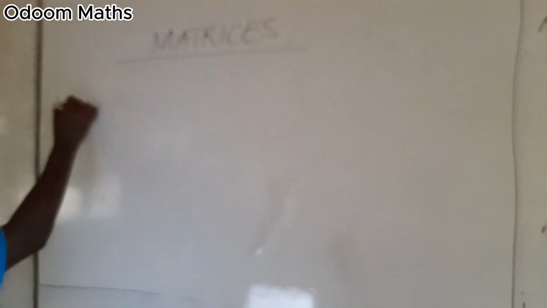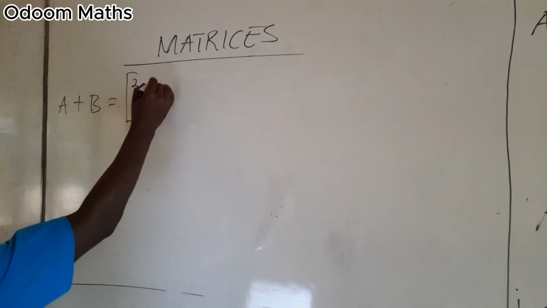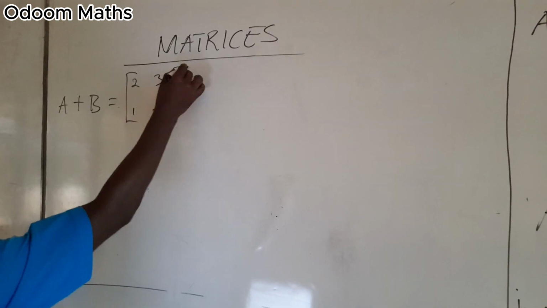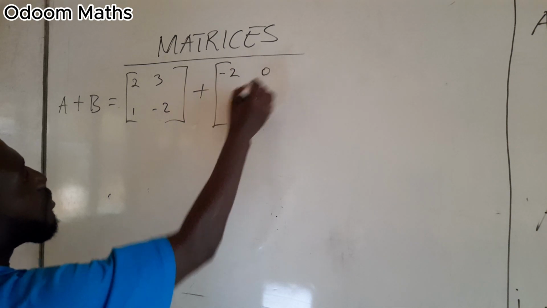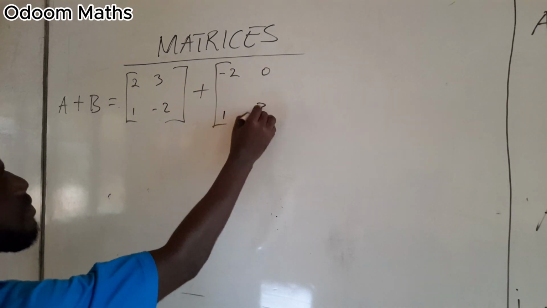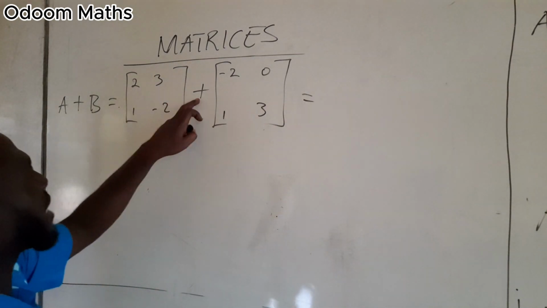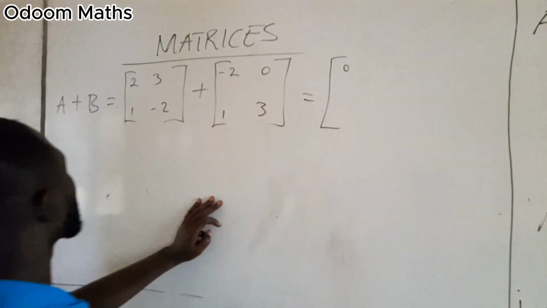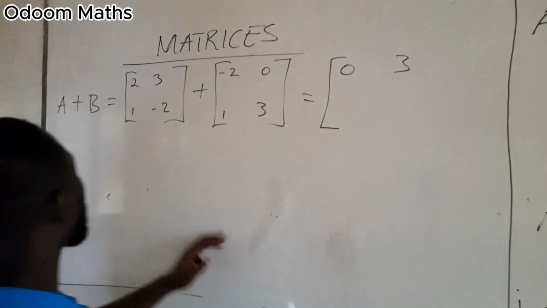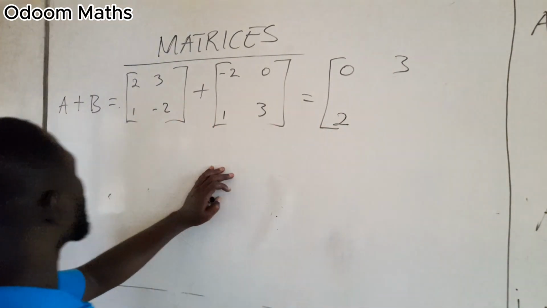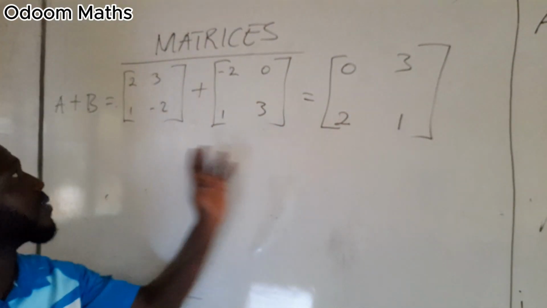So A plus B is going to be, let me enter the entries, 2, 3, 1, 2 plus negative 2, 0, 1, 3. Okay, so we are adding. Now this is going to give me 2 plus negative 2 will be 0. Then 3 plus 0 is 3. Now 1 plus 1 is going to give me 2, and negative 2 plus 3 becomes 1. So this is the result when you add A and B.